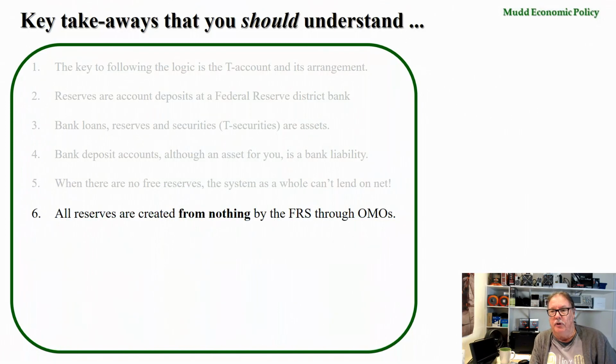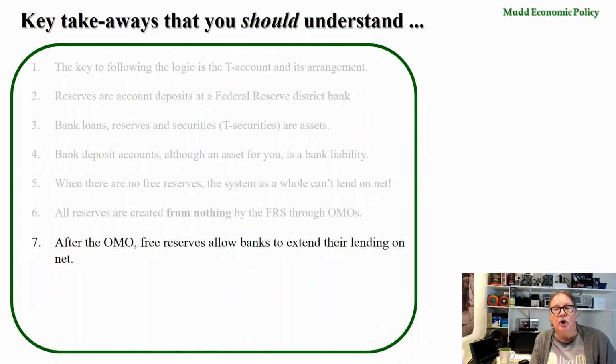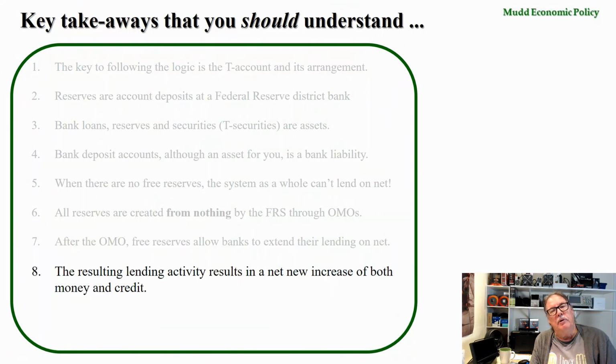They've created reserves. After the open market operation, free reserves allow banks to extend their lending on net, at least in normal times. So that's why you have the open market operation. The resulting lending activity results in a net new increase of both money and credit. Again, it's important that we understand that because of the ultimate choice of the appropriate target variable in the transmission mechanism. That's going to be credit in the modern era, not money.